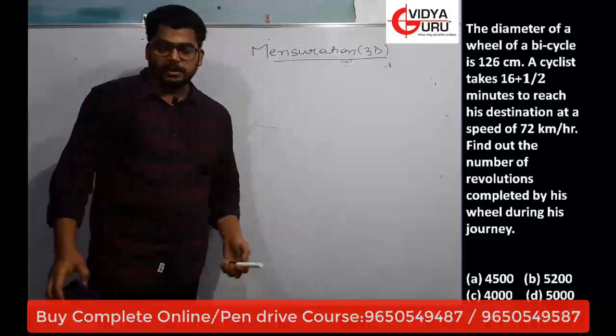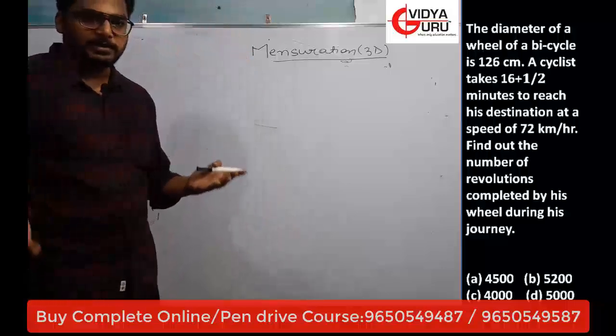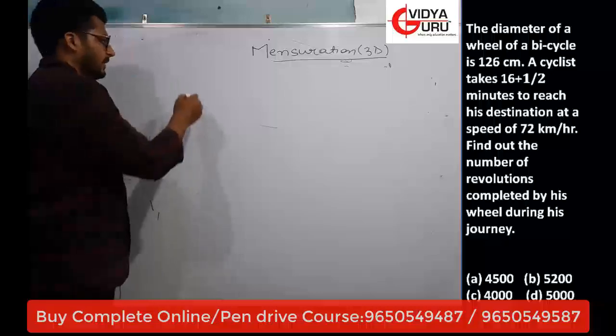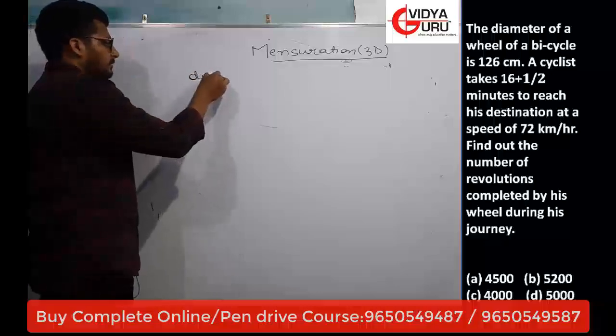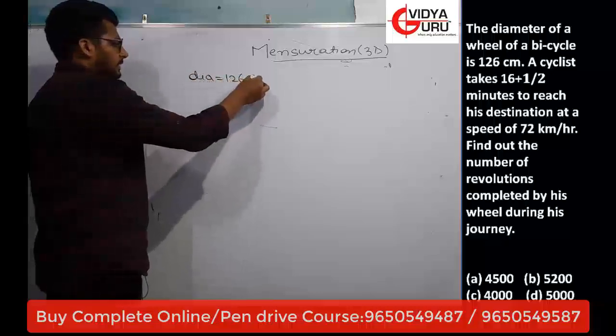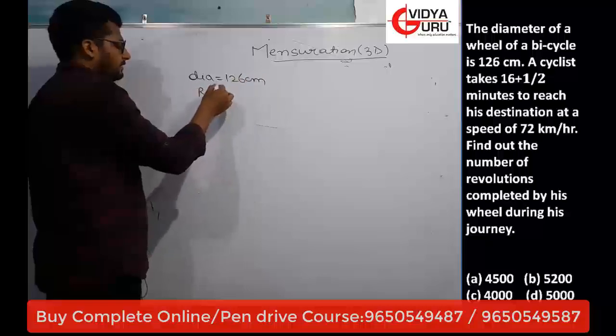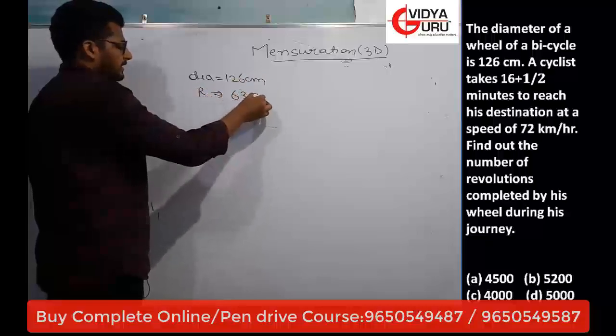What does the next question say? The diameter of a wheel of a bicycle is 126 centimeter. What will be the radius? Divided by 2, 63 centimeter.